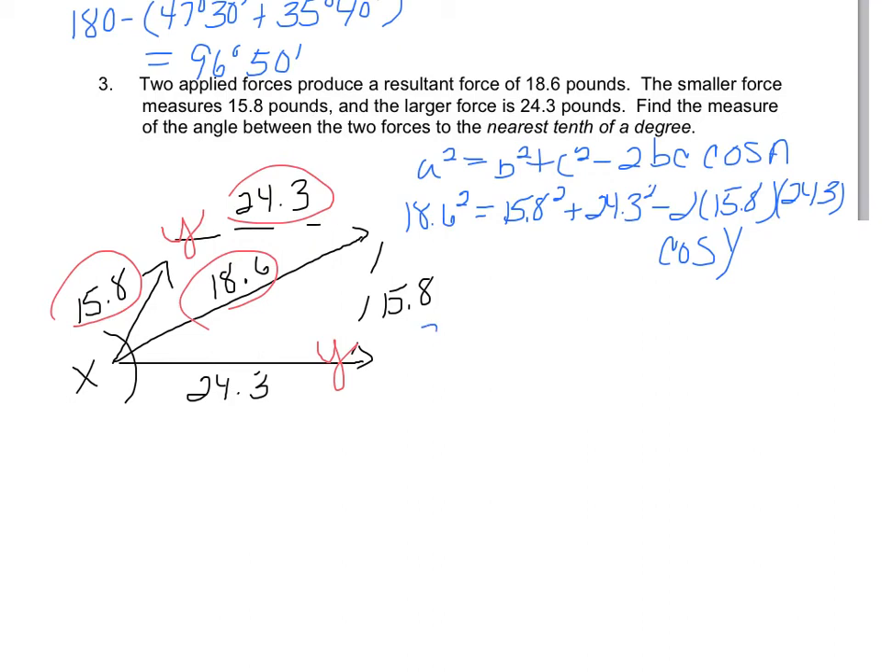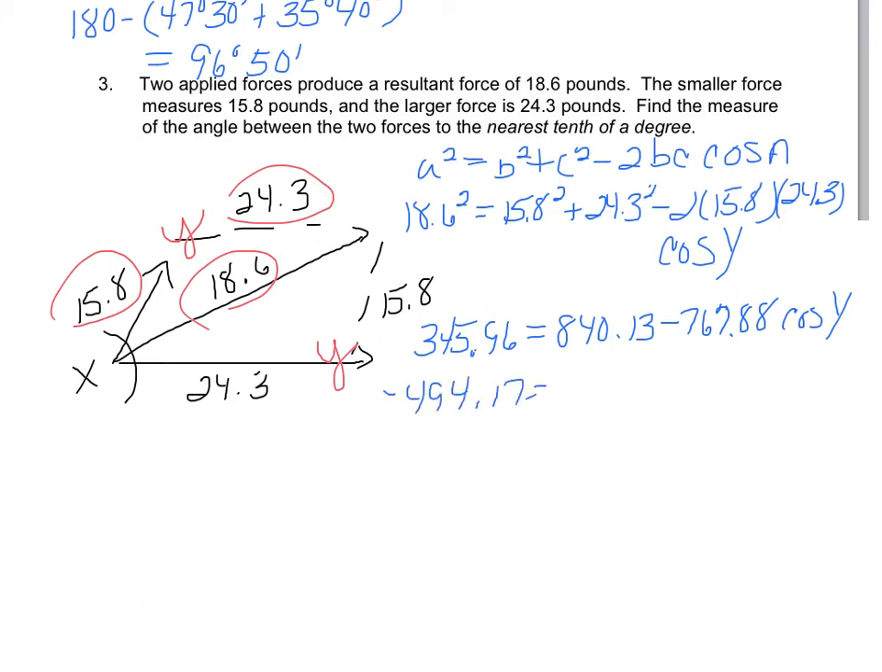Let's see here. 18.6 squared is 345.96. All right, 15.8 squared plus 24.3 squared will give me 840.13 minus 2 times 15.8 times 24.3, there should be a point there, will give me 767.88 cosine of Y. Okay, I'm going to subtract 840.13 on both sides and end up with negative 494.17 equals negative 767.88 cosine of Y.